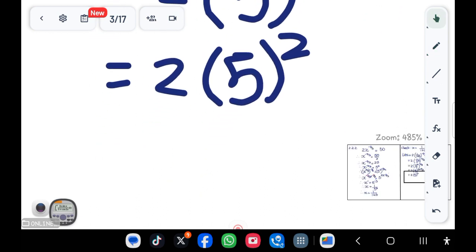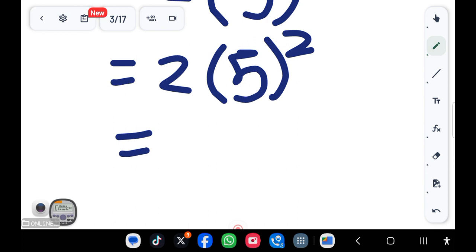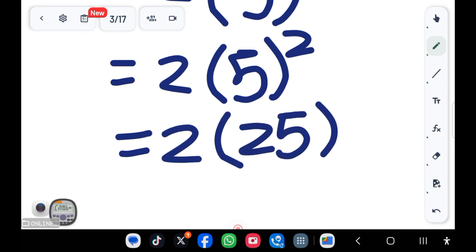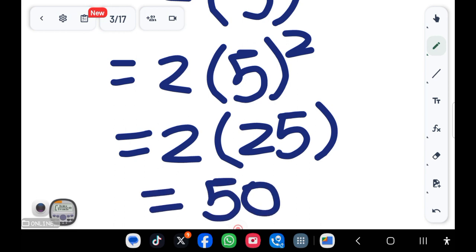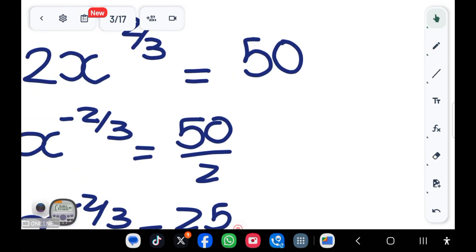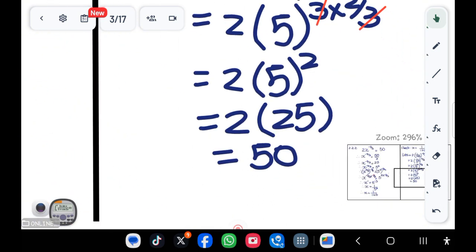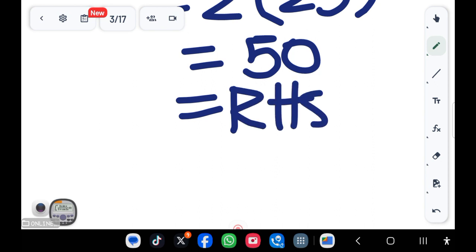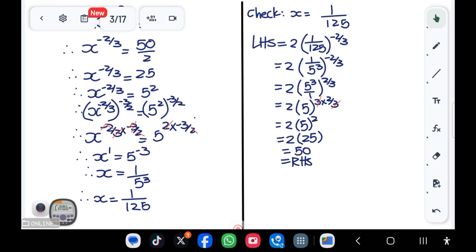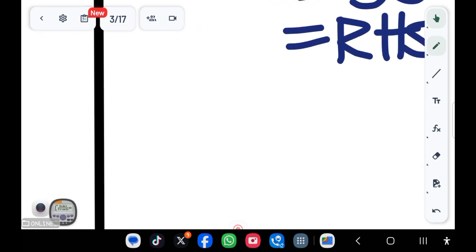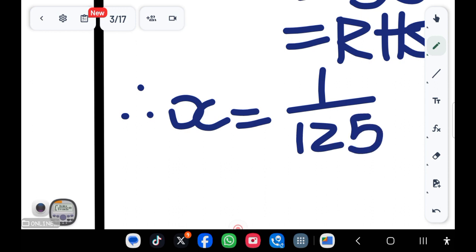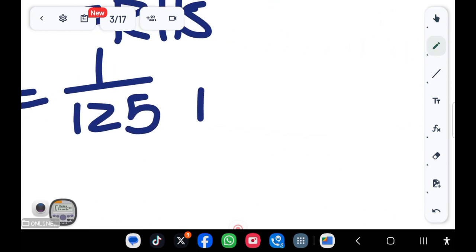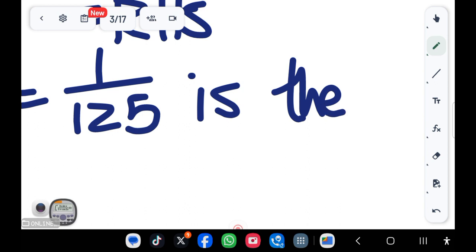5 to the power of 2 is 25. So that's 2 times 25, and 2 times 25 gives us 50. That is equal to the right hand side, meaning that x equals 1 over 125 is the solution. And that's how you check that.